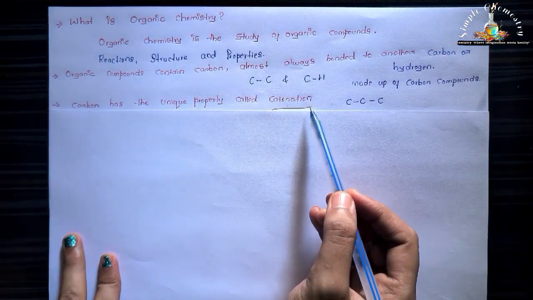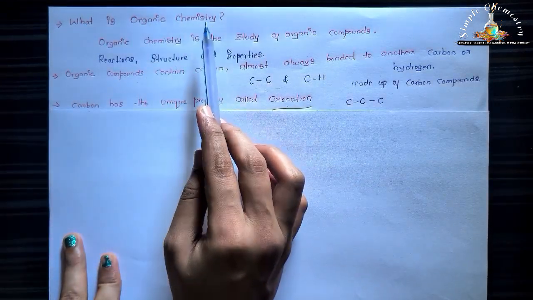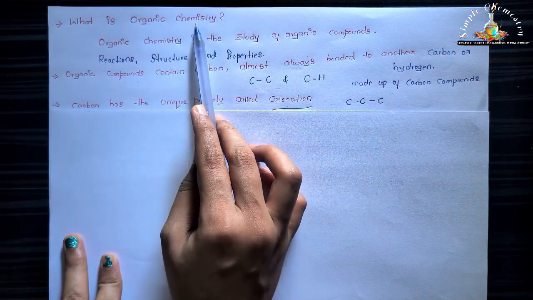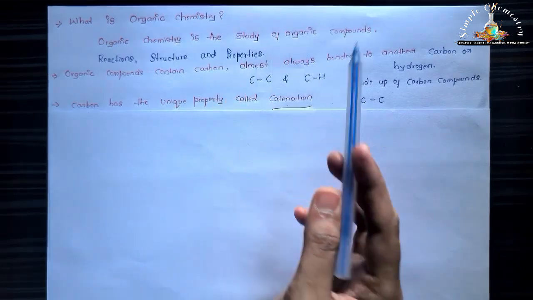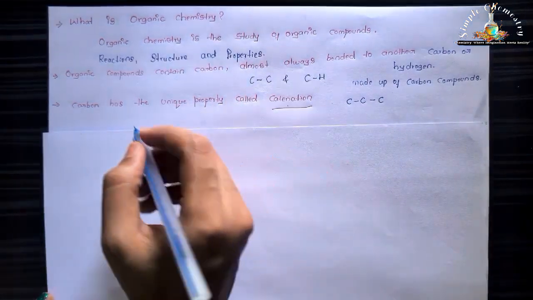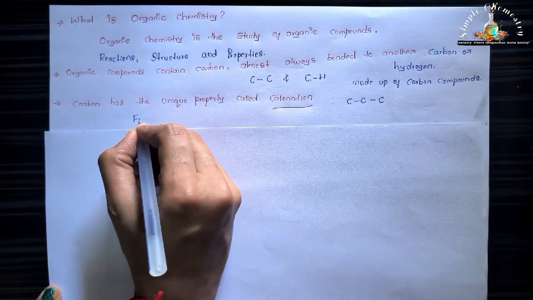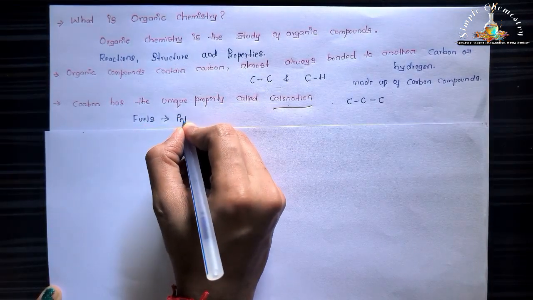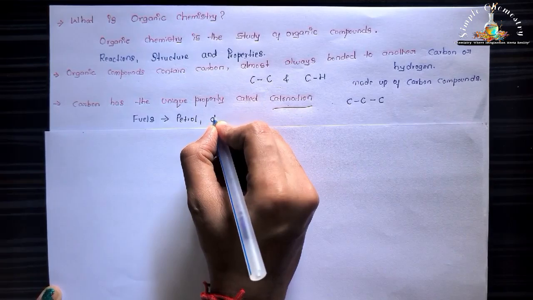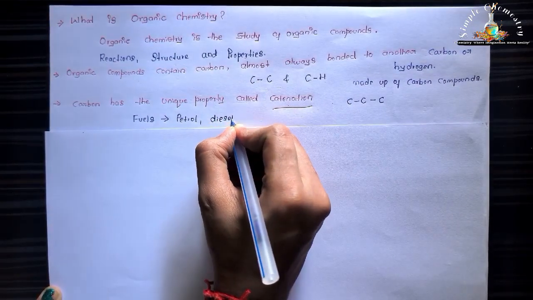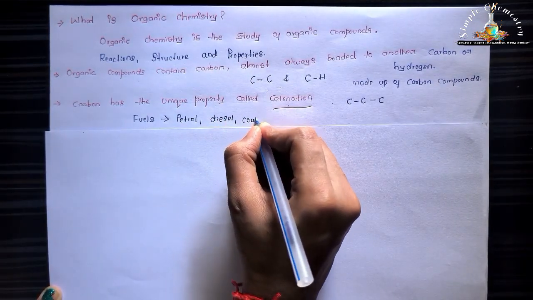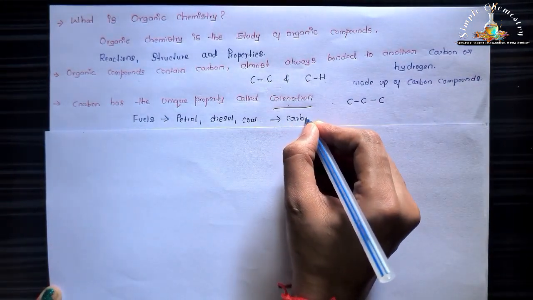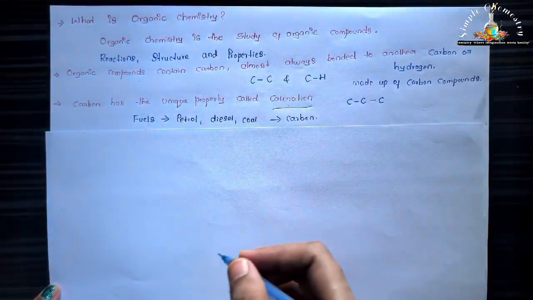Okay. So what is the use of organic chemistry? Why do we have to study organic chemistry? The main thing we use in daily life is fuels, like petrol, diesel, coal. So what does it contain? Carbon. It contains carbon. So that is one application.